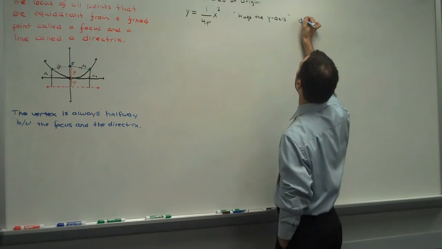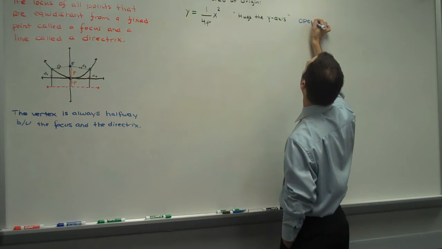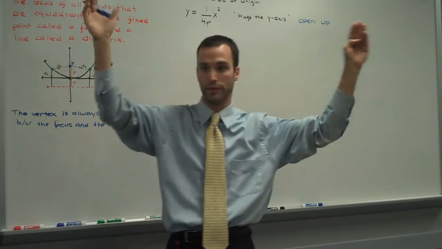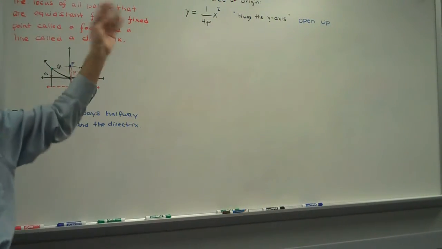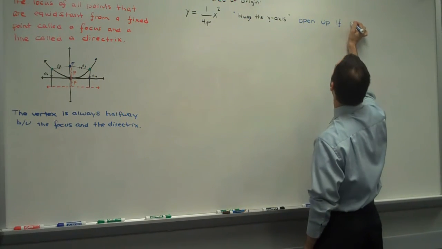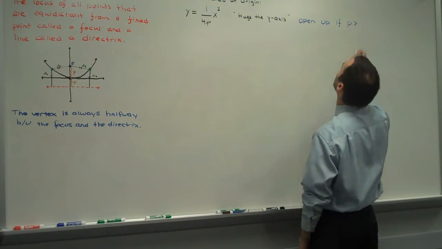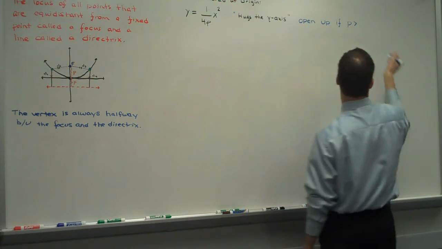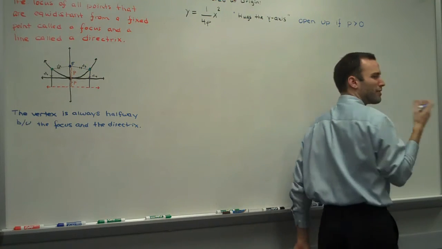Okay, a couple of other things about this. This will open up, right? Meaning look like this. Look like one of your regular favorite parabolas. It will open up if P is greater than, what do you think? 0. It's positive. That should sort of make sense to you.